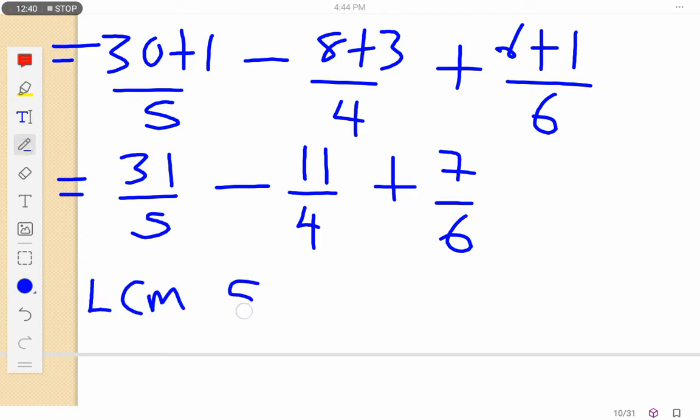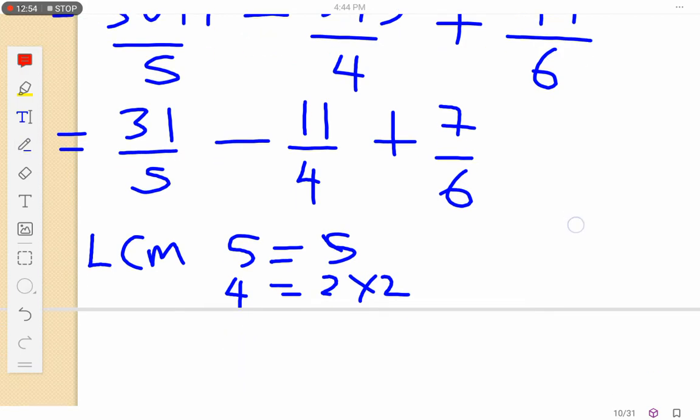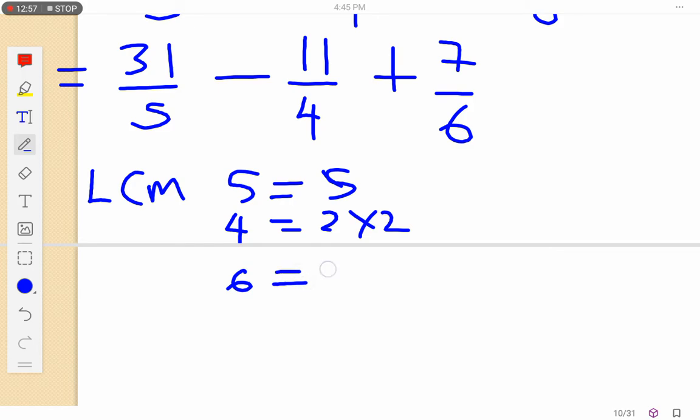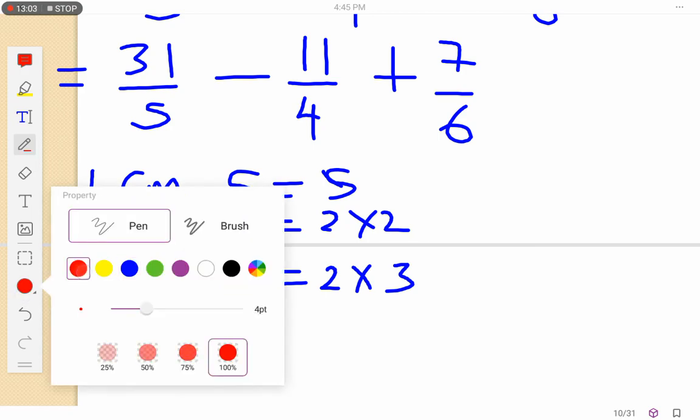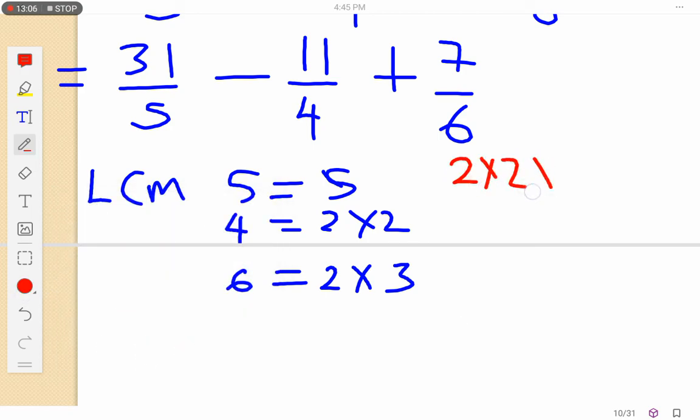So for 5, I've got 5. I'm using prime numbers here. For 4, I've got 2 times 2. For 6, I've got 2 times 3. Okay, so my lowest common multiple is going to be 2 times 2 times 3 times 5. So I've got 60. So I'm going to use 60 on the denominators there. Okay, let's use 60.